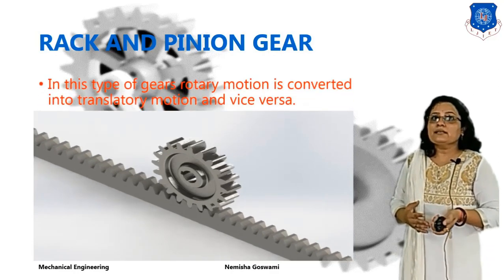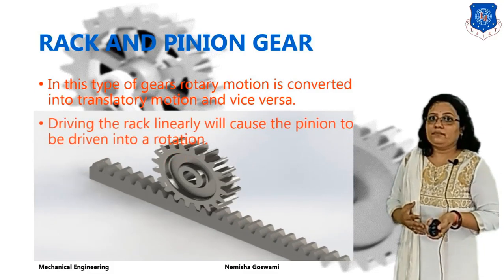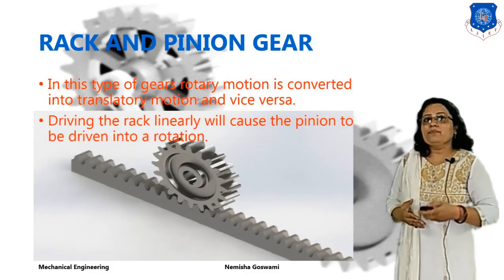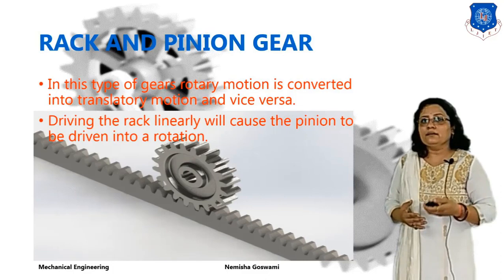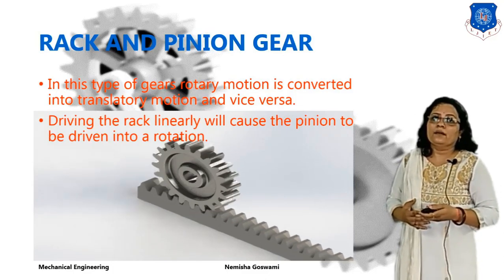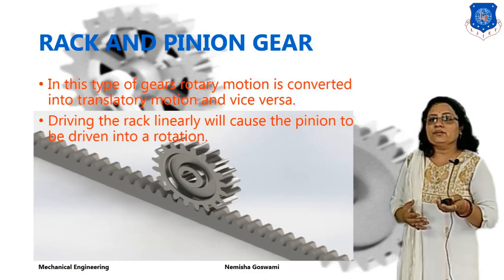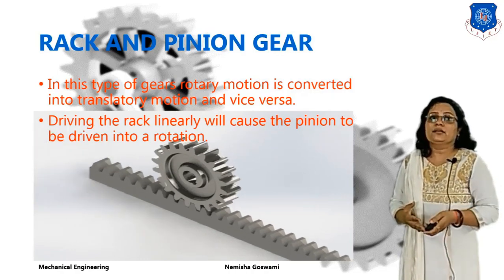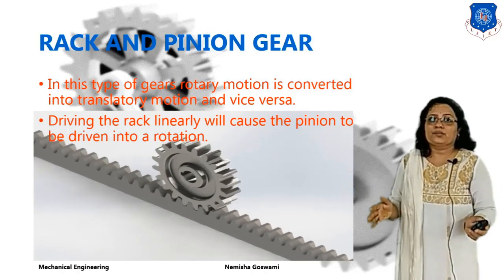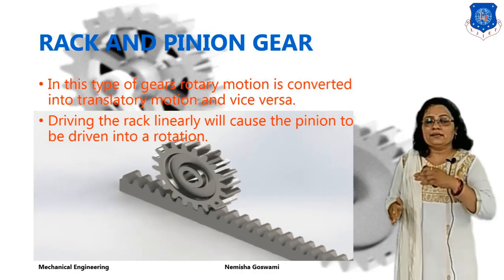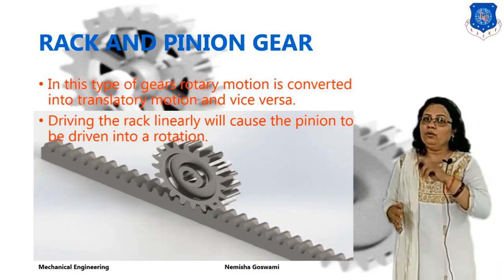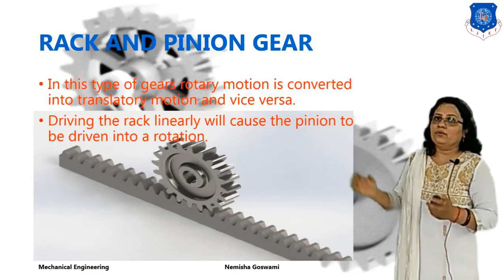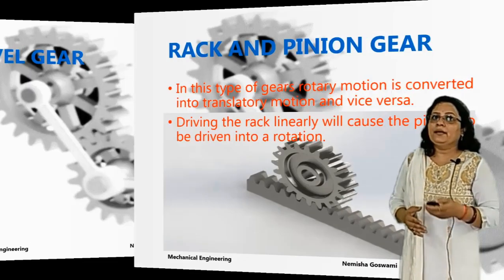So these types of gears are used in the lathe machine. In the lathe machine these are used. The particular application is your saddle portion, where the translatory motion will be converted into rotary motion. So this is your application of rack and pinion gear.